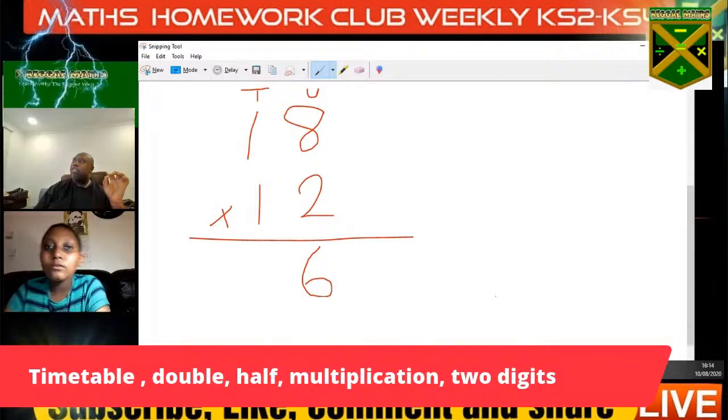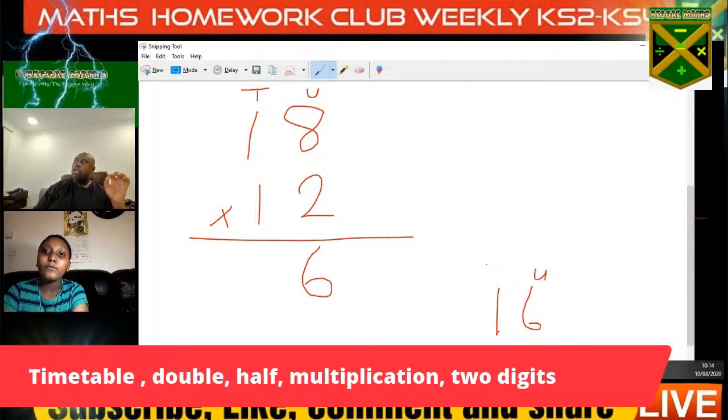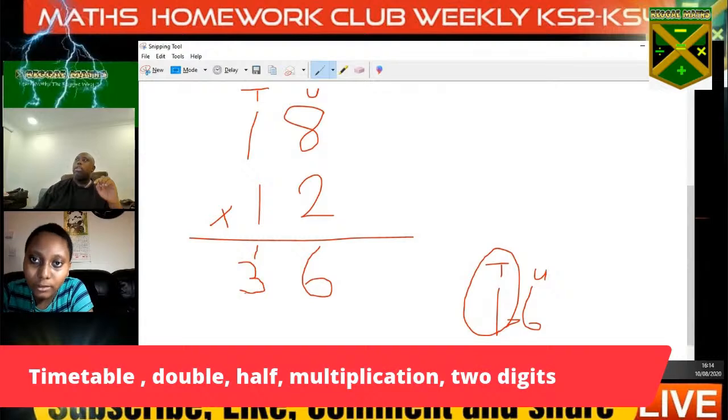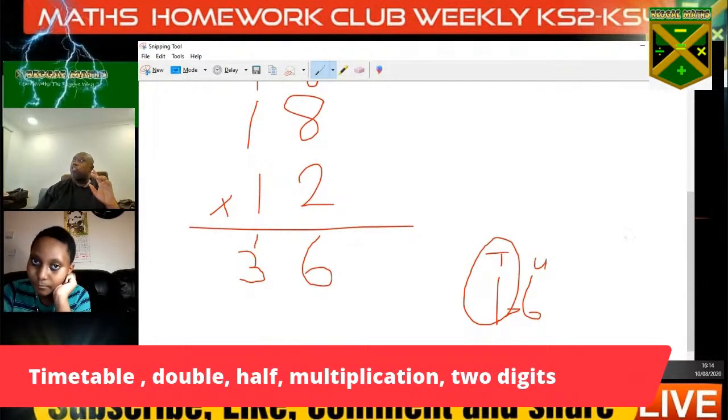Because, let me explain. Because it's 16, right? The 6 is the unit and the 1 is the 10. So what you do, you carry the 10 over and you write the unit. Some teachers put it here. I normally put it at the top, but it doesn't really matter. Then you're going to do 2 times 1, which is double 1, 2. So that's 2 plus this 1, which gives you 3. So it's 36. We haven't finished yet.